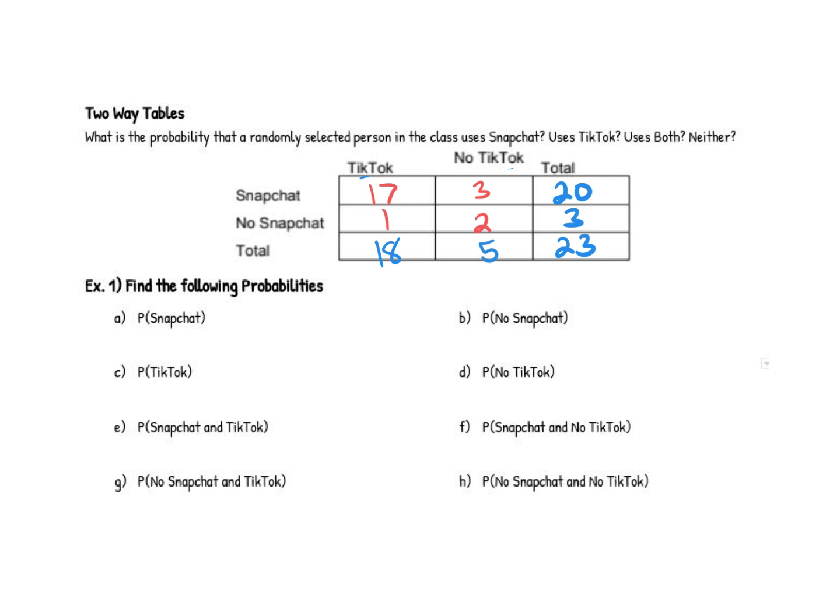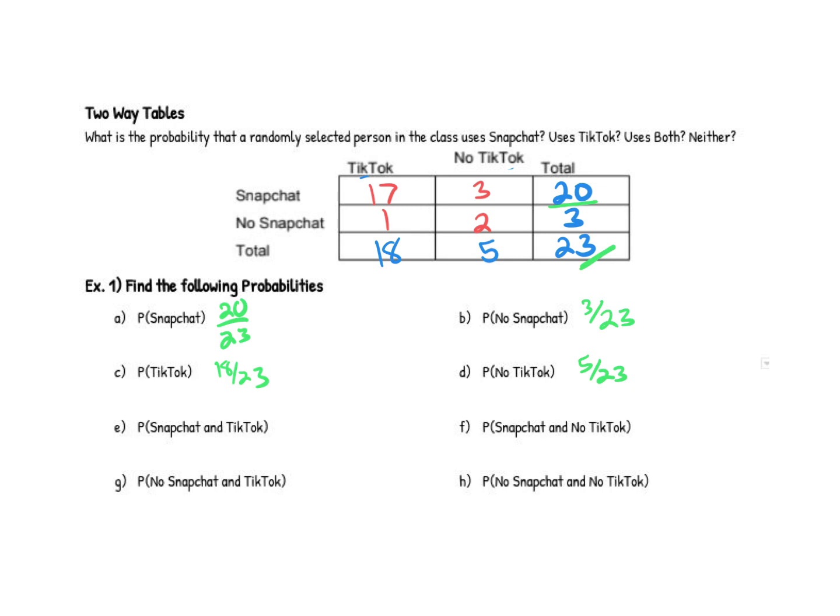So when you are finding those individual probabilities, for the probability of Snapchat, you want to find the total Snapchat, 20, over the total number of participants, 23. Then for no Snapchat, you find the total for no Snapchat, 3, over your total number of participants, 23. Then TikTok, of course, would be 18 over 23. No TikTok would be 5 over 23.